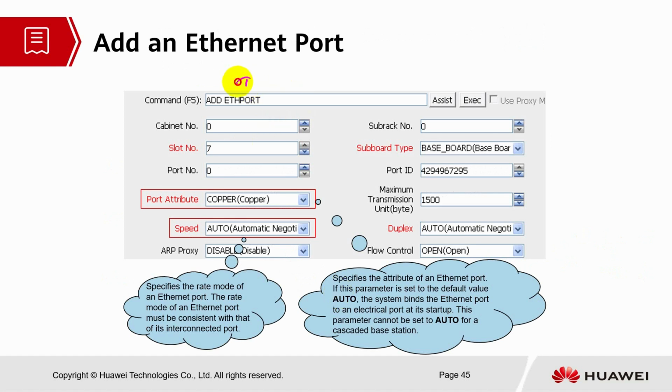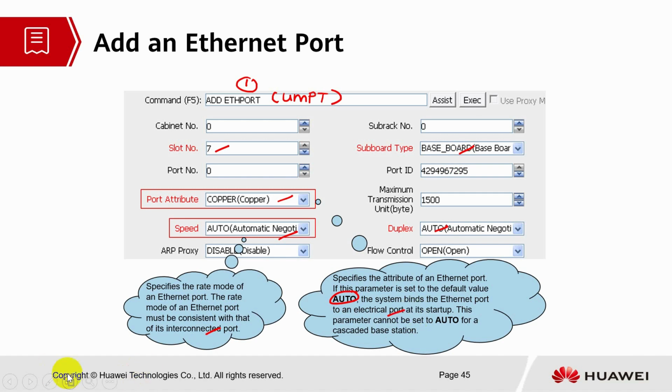The first command is add ETH port. This is more towards the UMPT card settings. We have the slot number, port attribute can be copper or fiber, speed and duplex support type. Basically these are the information that we have to fill up, and there is some additional explanation about the speed here. Ethernet port must be consistent with the interconnected port, and the reason it is auto is because the system will bind the Ethernet port to the electrical port during the startup.